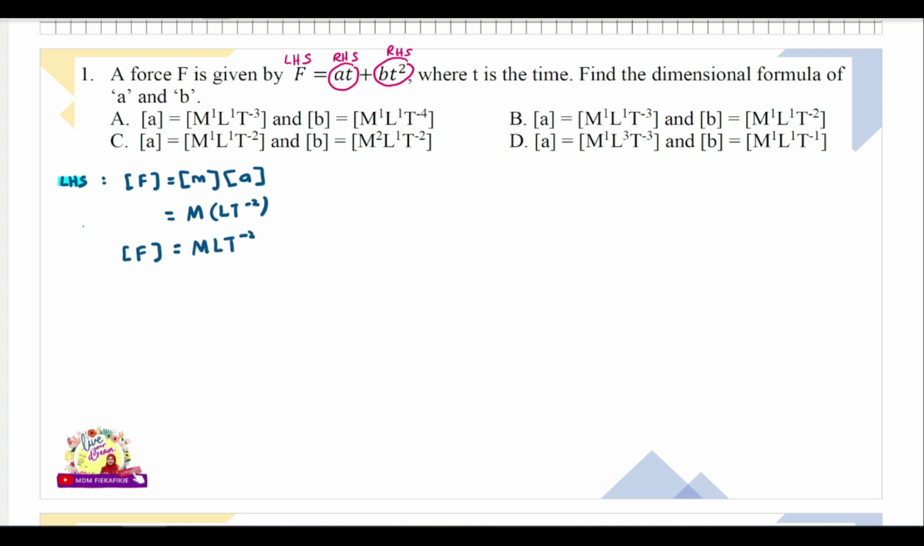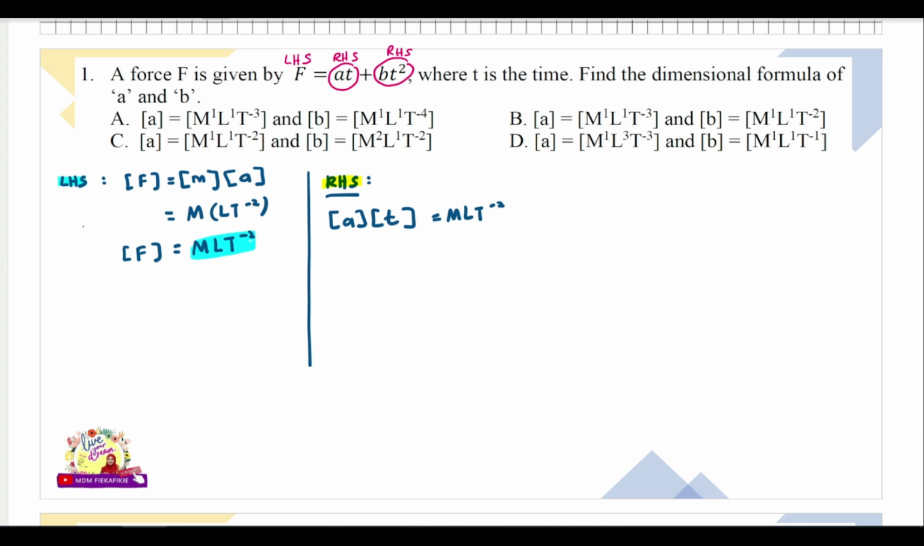Jadi, bila kita dah dapat dimension of F is equal to MLT negative 2, so bila kita buat untuk right hand side yang pertama, iaitu dimension for AT, where A, kita tak tahu apa dia punya dimension, tapi kita tahu T dia adalah time. Where dimension of AT is equal to, since we know already that dimension F tadi is equal to dimension of AT, so kita boleh tulislah dimension AT is equal to MLT negative 2.